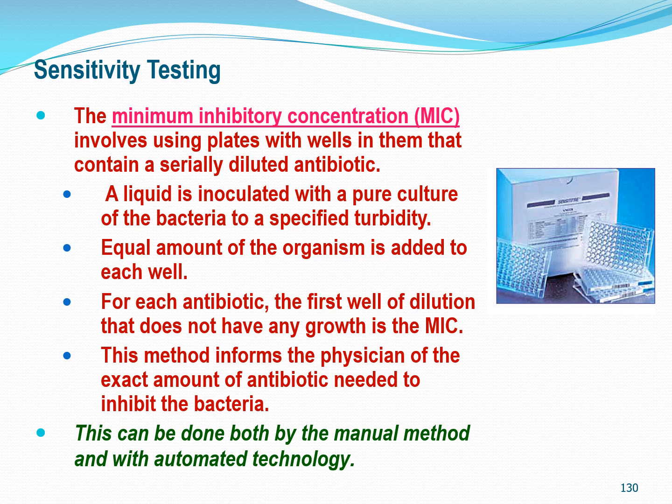So, since we're still talking about sensitivity testing, the minimum inhibitory concentration, MIC, right, involves using plates with wells in them that contain a serial dilution of the antibiotic. A liquid is inoculated with a pure culture of bacteria to a specific turbidity. Equal amounts of the organism are added to each well. For each antibiotic, the first well of dilution that does not have any growth is the MIC, okay? This method informs the physician of the exact amount of antibiotic needed to inhibit the bacteria. This can be done both by manual method and with automated technology.